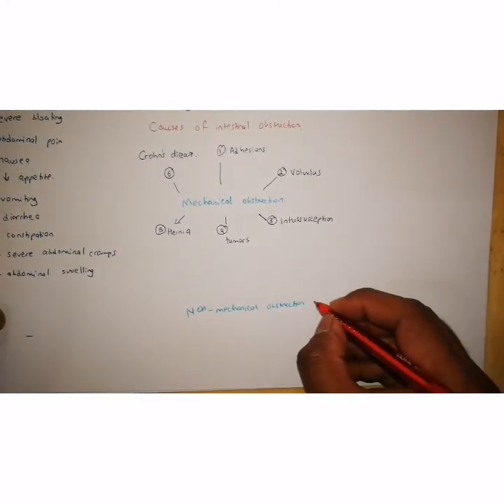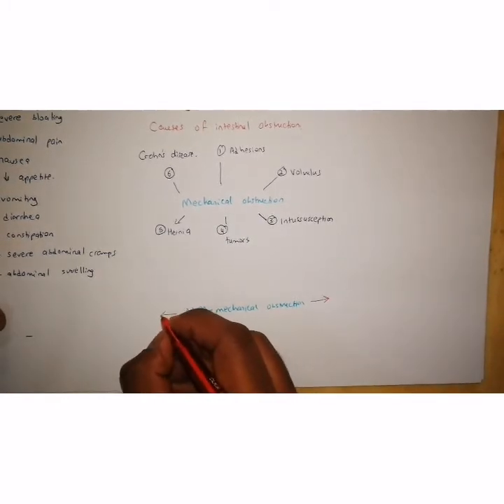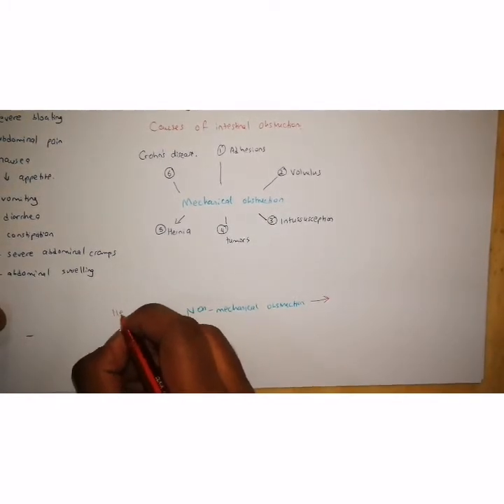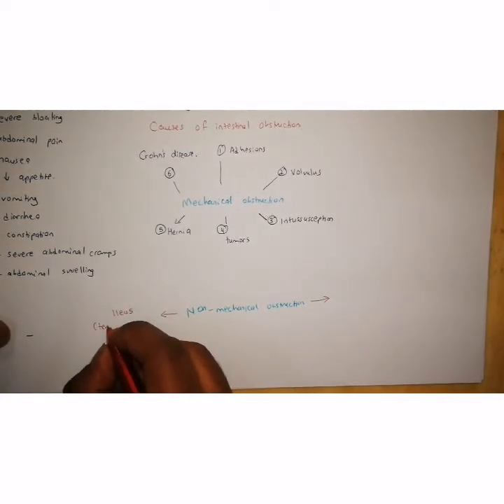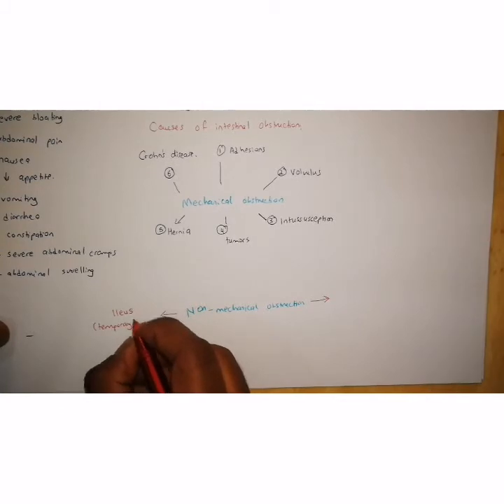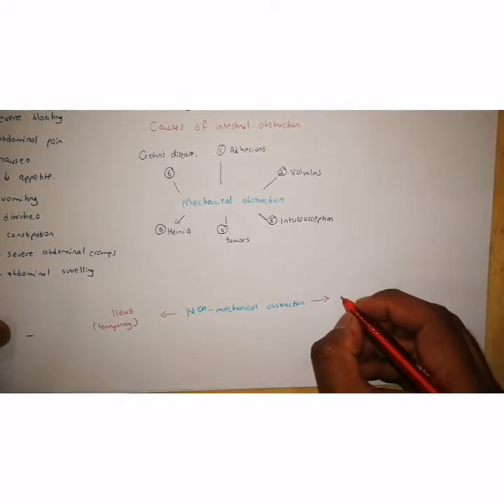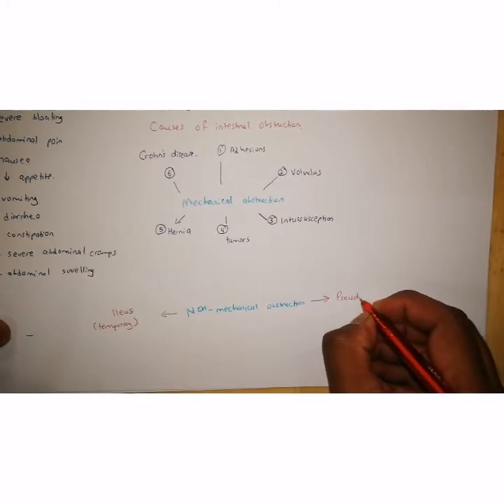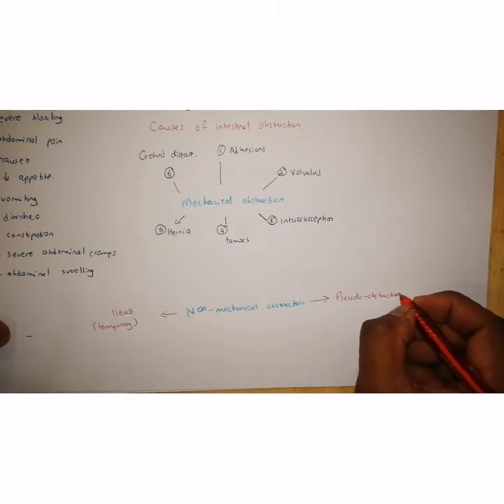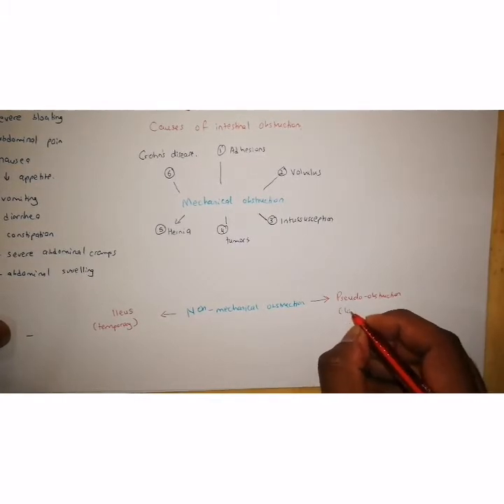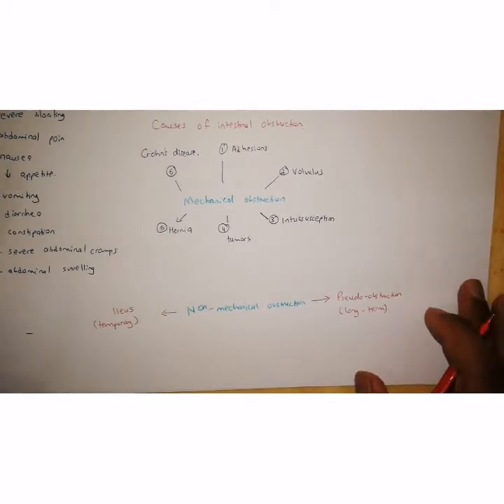So let's just divide these into two. The first one is ileus, or temporary, and the second one is pseudo-obstruction, or long-term or chronic. This is the chronic stage.